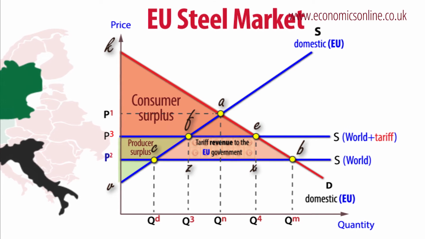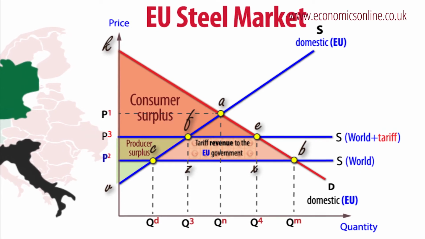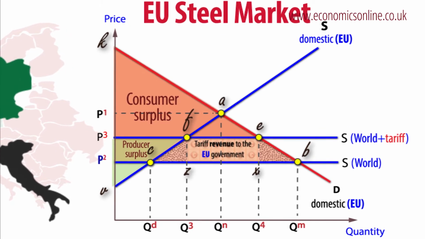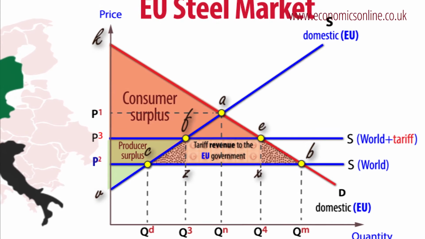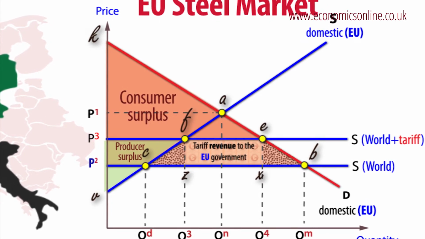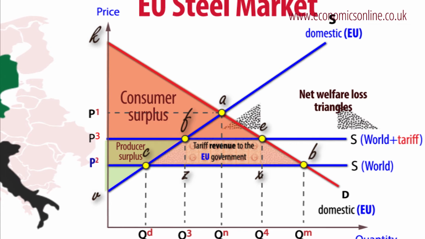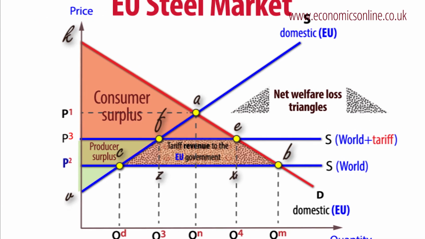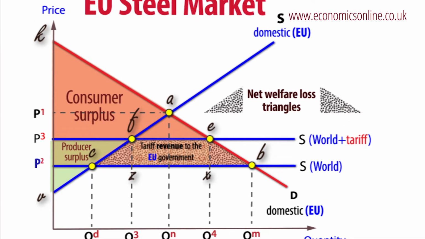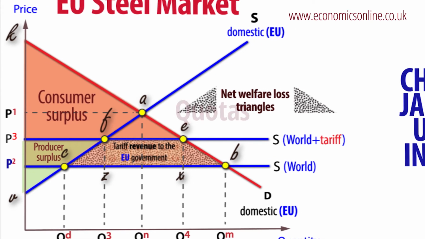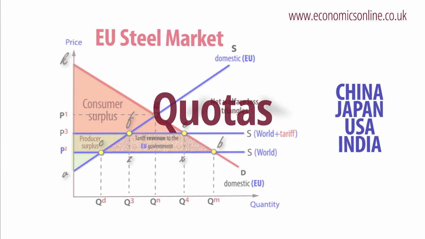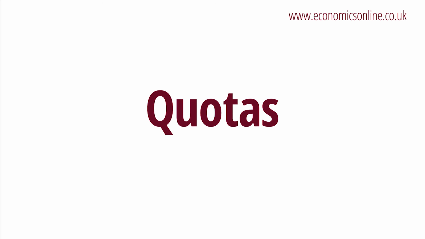However, this is not enough to compensate for the loss of consumer surplus. The net welfare loss is the sum of the triangles C, F and Z plus E, B and X. An alternative to tariffs are quotas, which are limits on the quantity coming into a country or a trading bloc. For example, currently the EU has a quota on steel products from Kazakhstan.